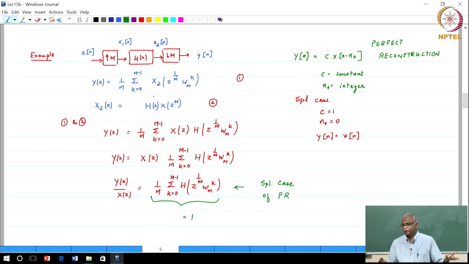The transfer function must be equal to 1, that is when you will get input and output to be the same. Okay. Now, if you go back and look at the example that we looked at earlier, can you tell me what this block is actually doing? This block is 1 over m summation k equal to 0 to m minus 1 H of z power 1 over m W_m^k. Now, this is downsampling of h of n.